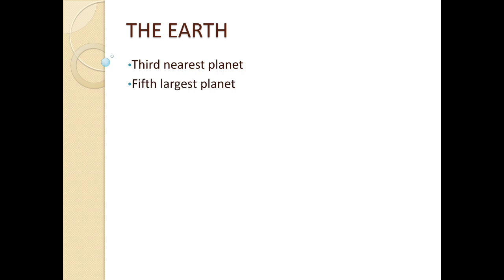And by size it is the fifth largest planet. And it is geoid shape. Geoid shape means it is flattened at the poles and bulged at the middle. That shape is known as geoid shape, and its meaning is earth shaped, or resembling the shape of the earth.